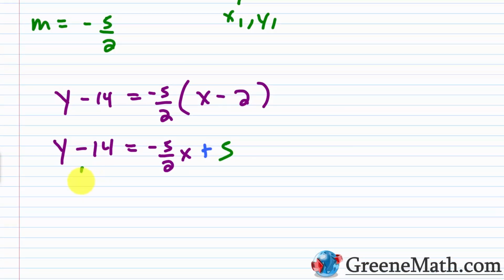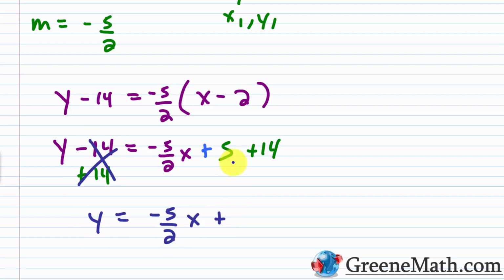So at this point, I just want to add 14 to both sides of the equation. So we can see that this would cancel over here. And now you have y is equal to negative 5 halves times x, and then plus 5 plus 14 is 19. Okay, so that would be your equation in slope-intercept form. y equals negative 5 halves x plus 19.